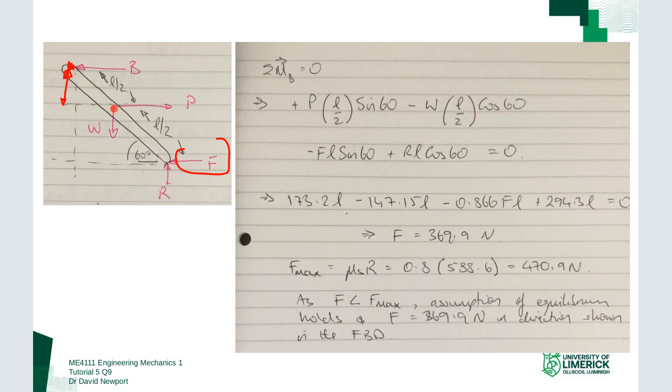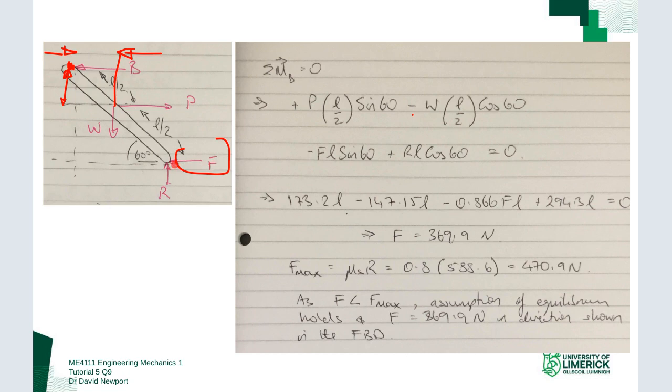Then I have minus W L over 2 cos 60. So again, W, and the distance here is this distance, so that there is L over 2 cos 60. And again, that's going to swing it in a clockwise direction, which is negative. So that's why I have the minus on it there.